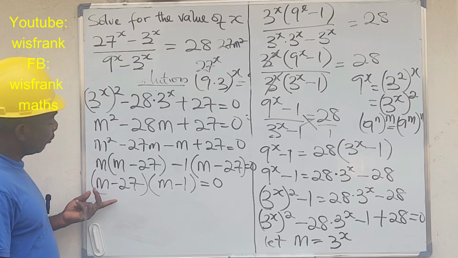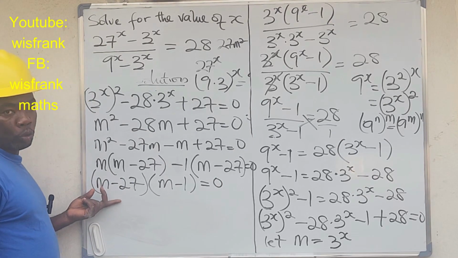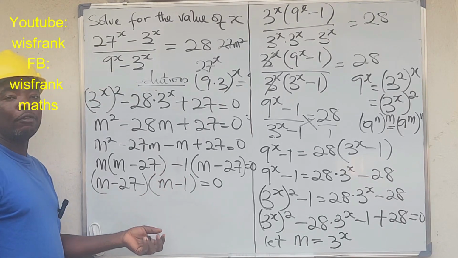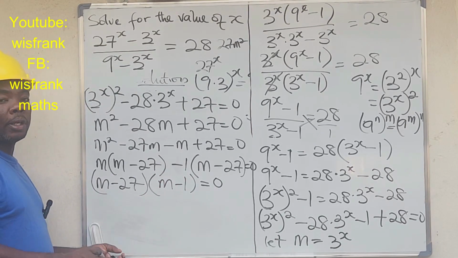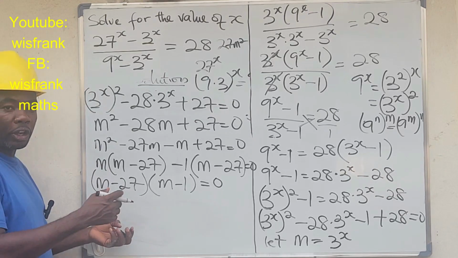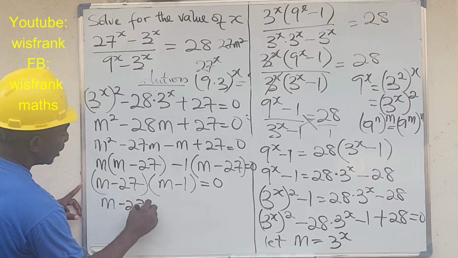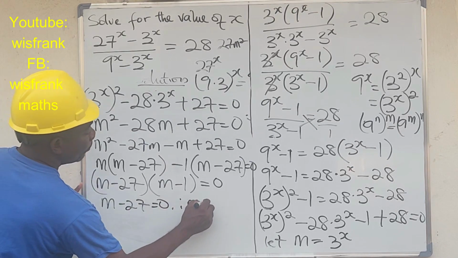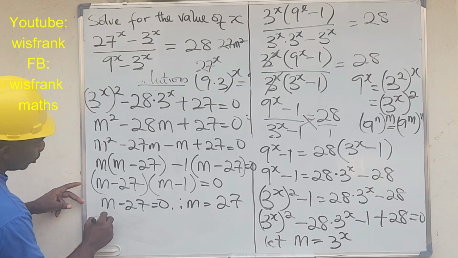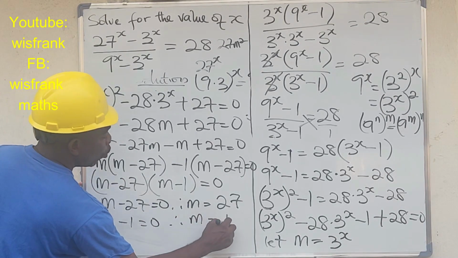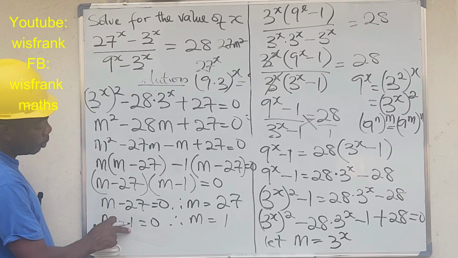In this case, it is either m minus 27 equals 0 or m minus 1 equals 0. Because when we have two products that are equal to 0, either one of the products equals 0 or the other one equals 0. So in this case, we have m minus 27 equals 0. Therefore, m equals 27. And also we have m minus 1 equals 0. Therefore, m equals 1, because minus 1 will be transposed to the other side.